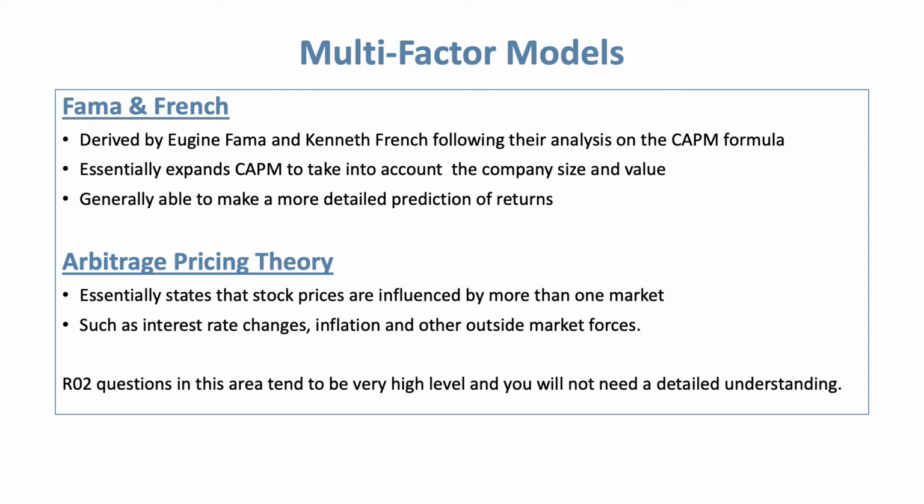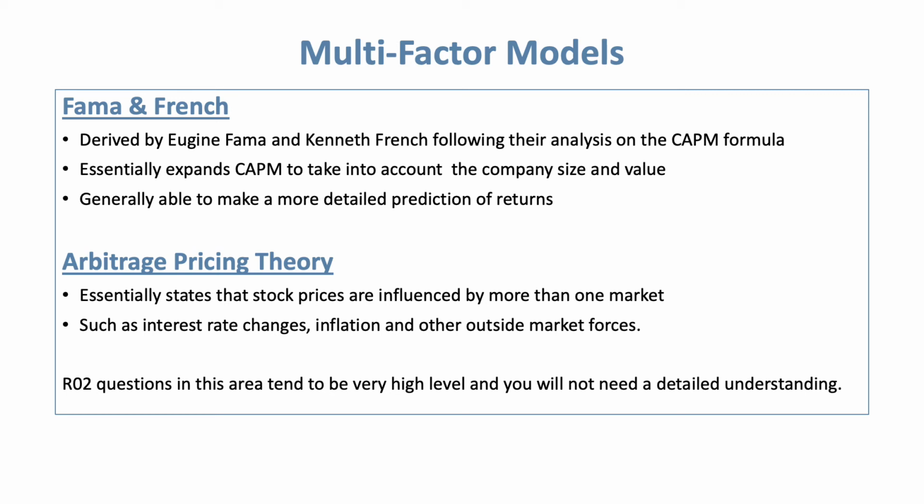So we mentioned Eugene Fama, Kenneth French, and they essentially adapted the capital asset pricing model to try and take some of the strain off beta and to expand the same formula into a more complex scenario of factoring in company size and value to the equation. Now the great news is you're not going to need to know the formula for Fama and French, which is really good because it's about as long as this particular slide.